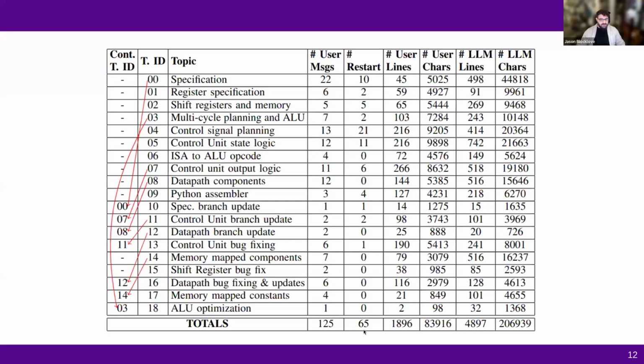So we did have these restarts and whatnot, but ultimately we saw that the user only had to write just shy of 2,000 lines of code, we'll call it. The LLM generated about 5,000 lines of mostly Verilog and then a little bit of Python for the sake of making that assembler. And we ended up with a functional processor with absolutely none of the Verilog itself written by the user. It was entirely English, plain language, natural language prompting.